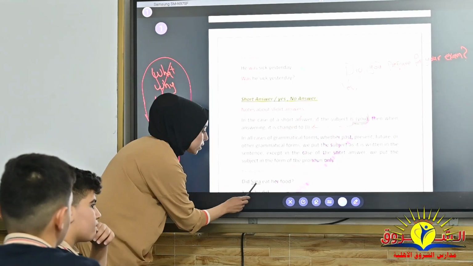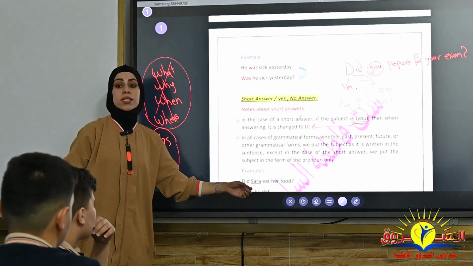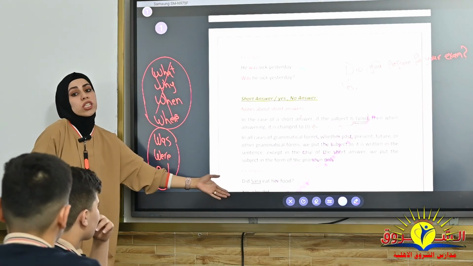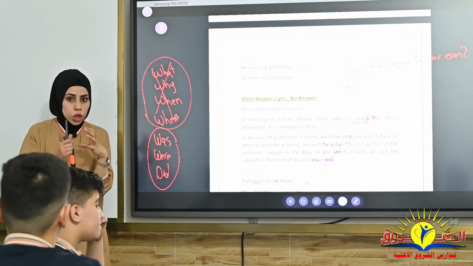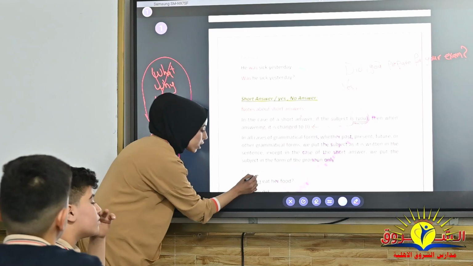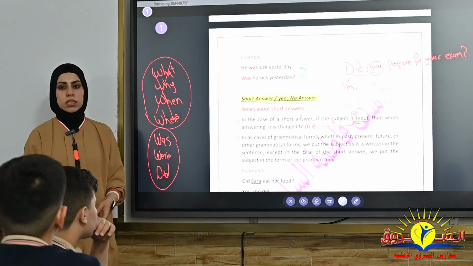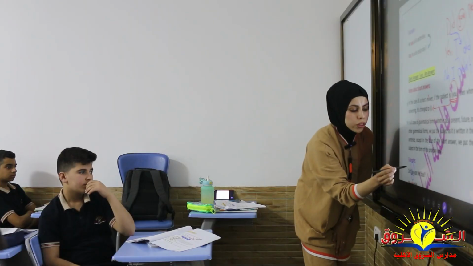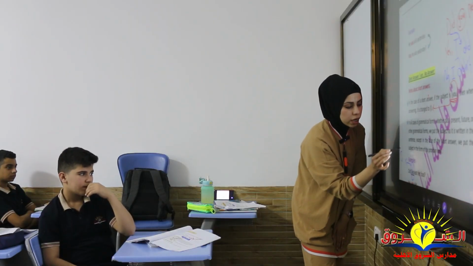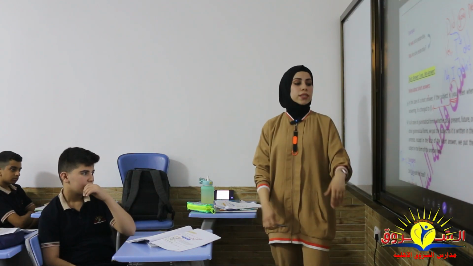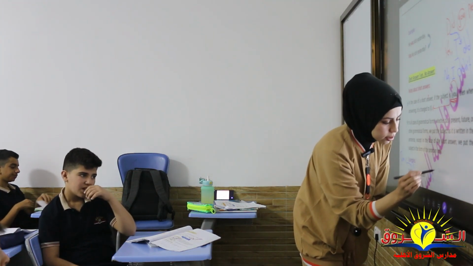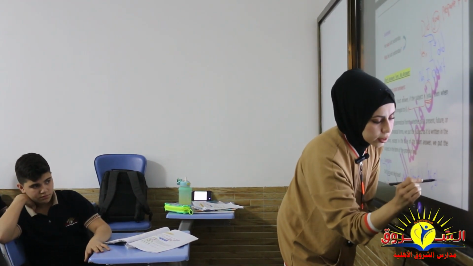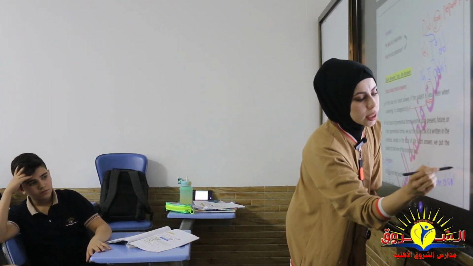Like what? Did Sarah eat her food? The subject here is Sarah, which is a noun. Now the question here is about yes, no questions, right? Which means a short answer. So in this case, we cannot write yes, Sarah did, or no, Sarah didn't. This is wrong. You have to change the name or the noun into a pronoun, and so Sarah here means she. So your answer will be yes, she did. Bravo. Or no, she didn't. Excellent. Is it clear?